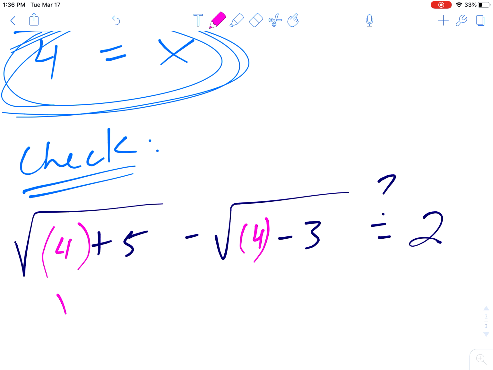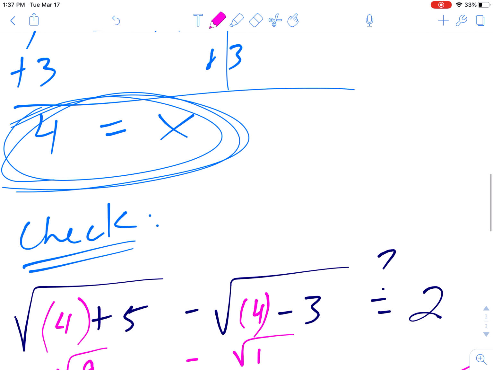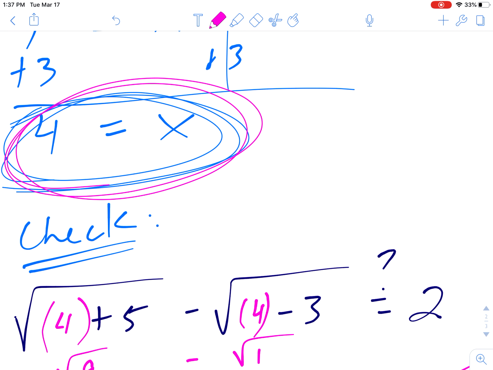And so that's going to be the square root of 9. Well, that's 3. And that's going to be the square root of 1. Well, that's 1. 3 minus 1 does equal 2, so it does work. One solution, x equals 4.